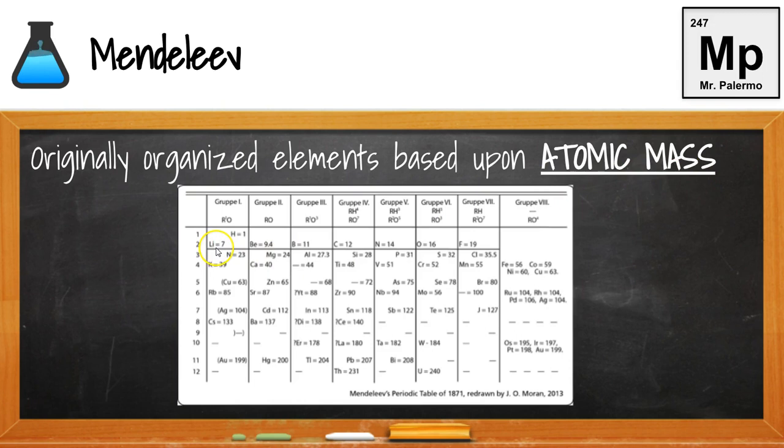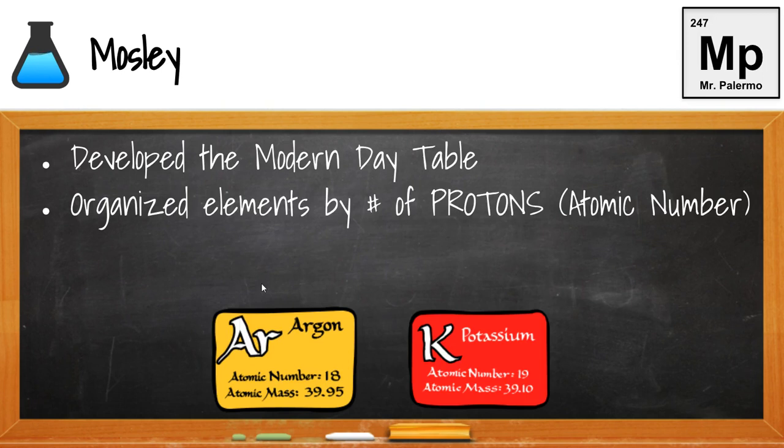and it was increasing from left to right, as you can see here, 7, 9.4, 11, 12, etc. And he also noticed that these vertical groups had similarities between the elements, although they did note there were a few inconsistencies. And these inconsistencies were later fixed when the table was reorganized by Moseley.